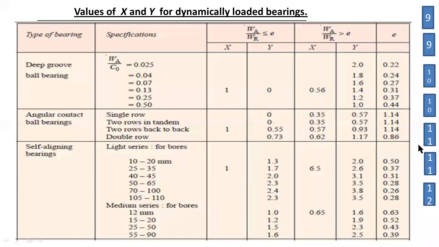And this value 0.86 is greater than our value. Our value is 0.6, which is less than this value. So you have to consider values of WA by WR less than or equal to e.